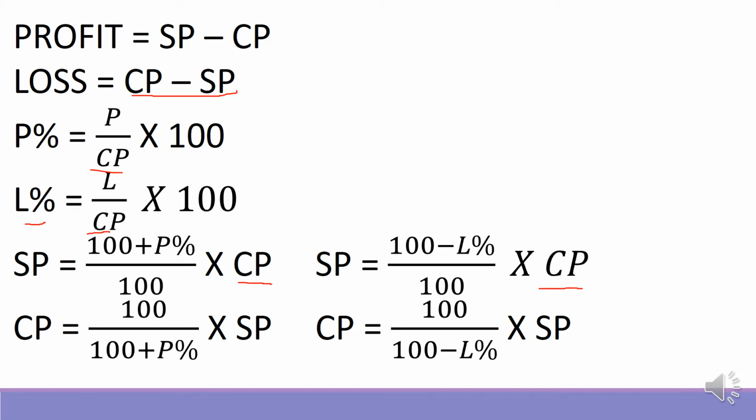If they give the selling price, then we have to find the cost price. Then if they give profit percentage, then cost price is equal to 100 by (100 plus profit percentage) into selling price. If they give loss percentage, then cost price is equal to 100 by (100 minus loss percentage) into selling price.